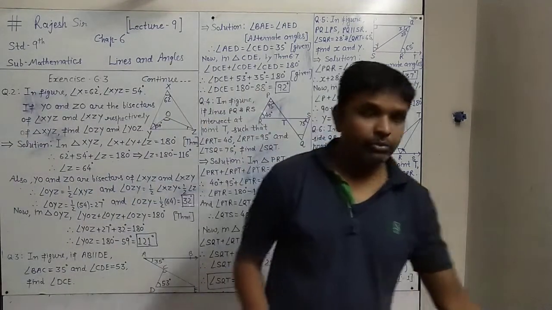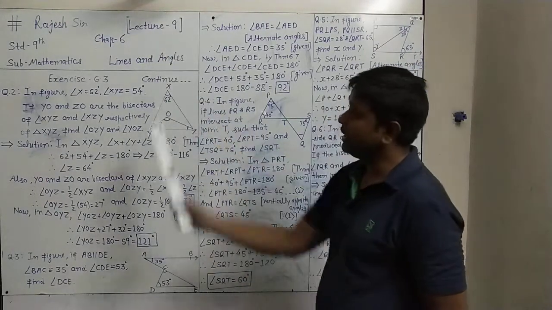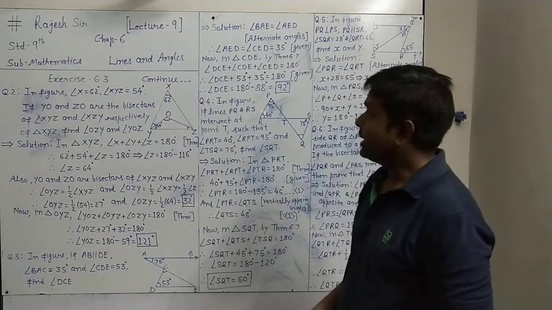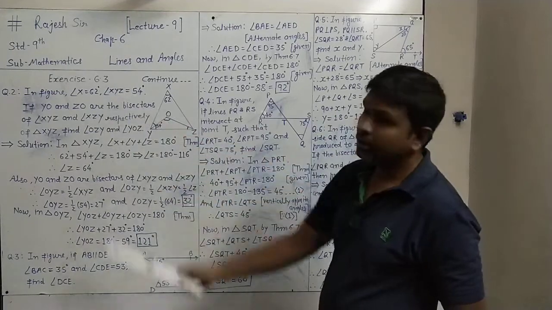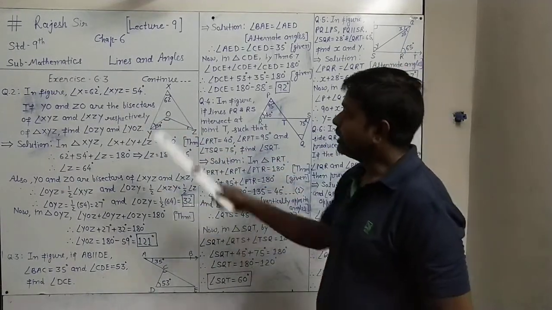Hello students, welcome to standard 9 subject mathematics, chapter 6 lines and angles. This is lecture number 9. In the last lecture we started exercise 6.3 and solved question number 1. Now we will continue this exercise.